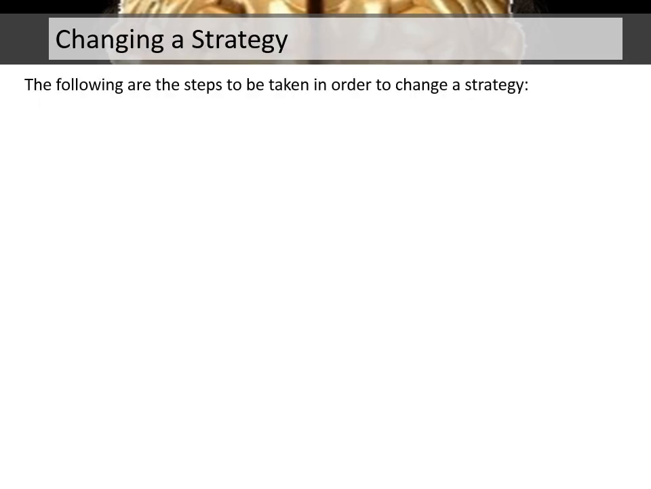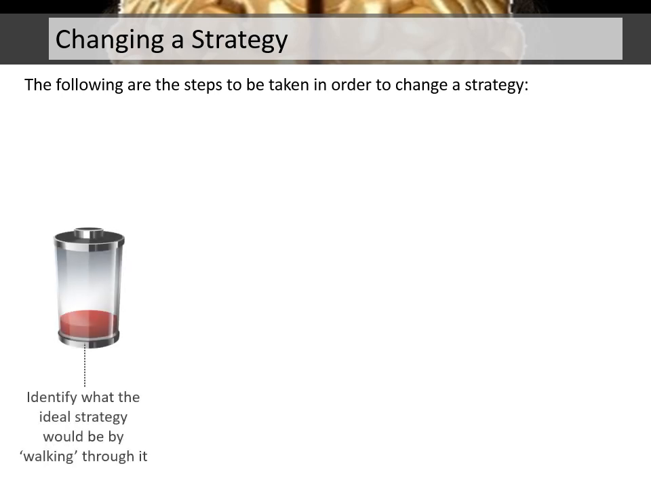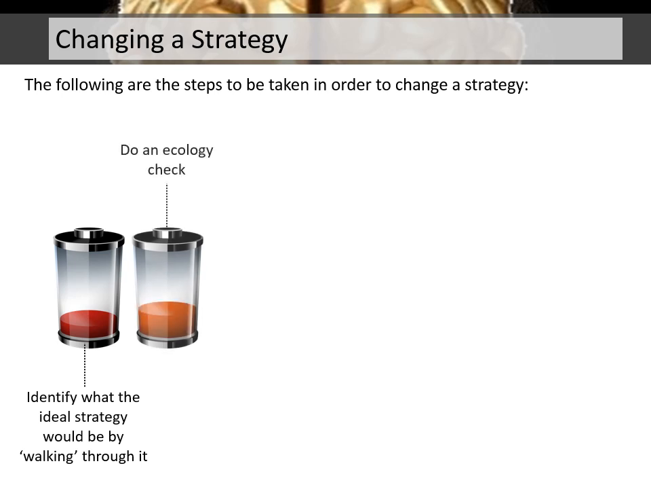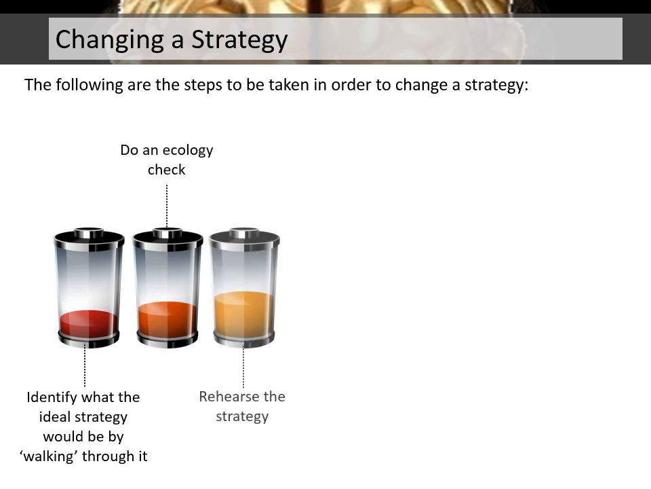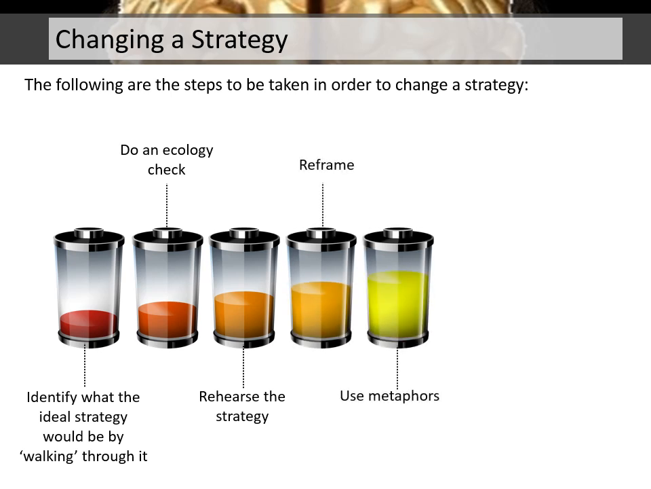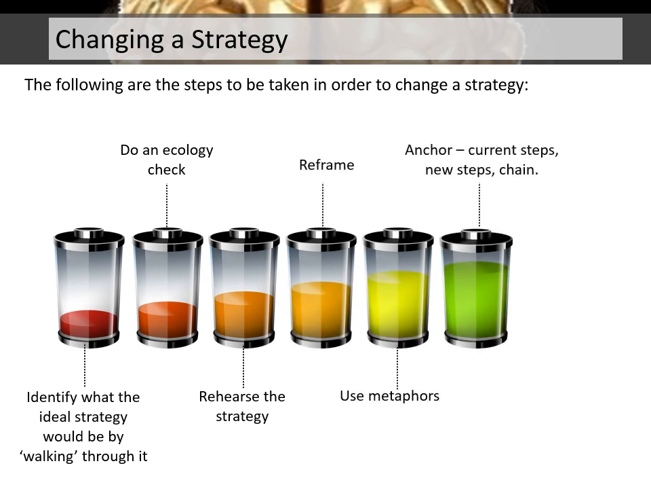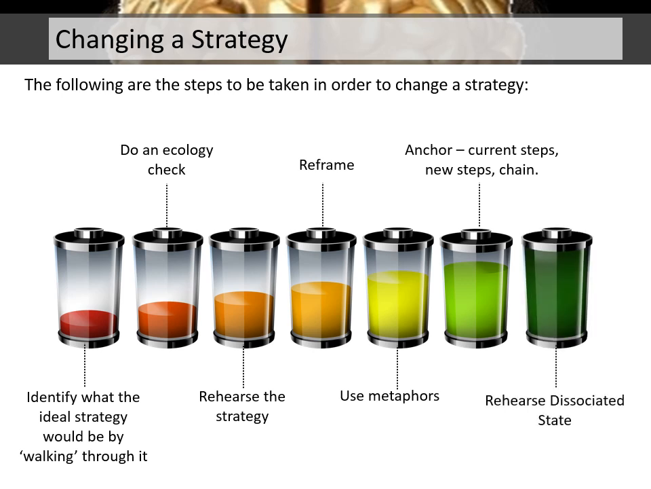Changing a strategy. The following are the steps to be taken in order to change a strategy. Identify what the ideal strategy would be by walking through it. Do an ecology check. Rehearse the strategy. Reframe. Use metaphors. Anchor. Current steps, new steps, chain. Rehearse dissociated state.